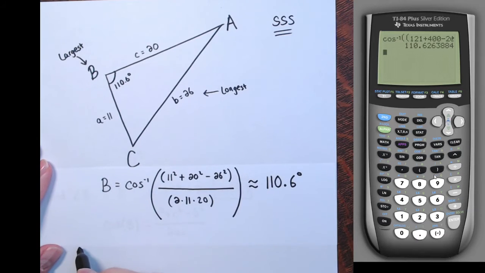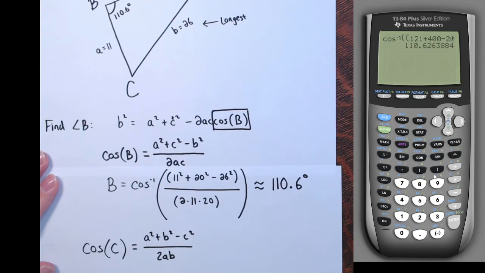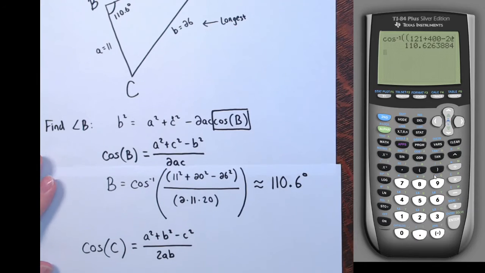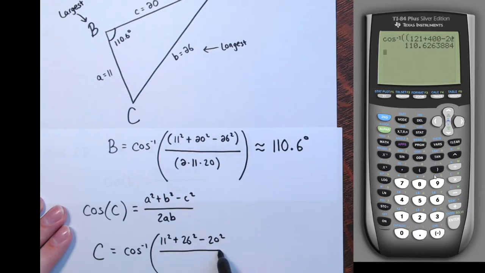I could do the same thing, where we know the cosine of angle C would be a squared plus b squared minus c squared divided by 2ab, in a very similar fashion to the way this was. You could do the same setup. And then angle C would be the inverse cosine of 11 squared plus 26 squared minus 20 squared divided by 2 times 11 times 26.